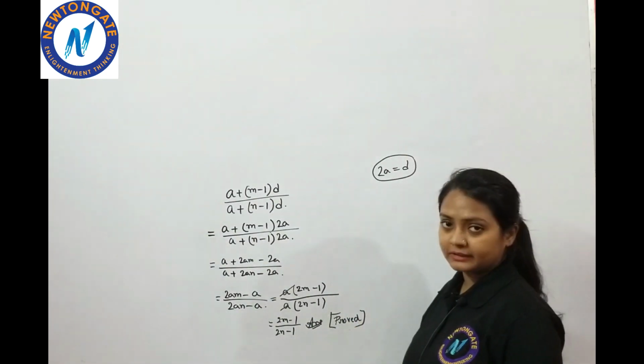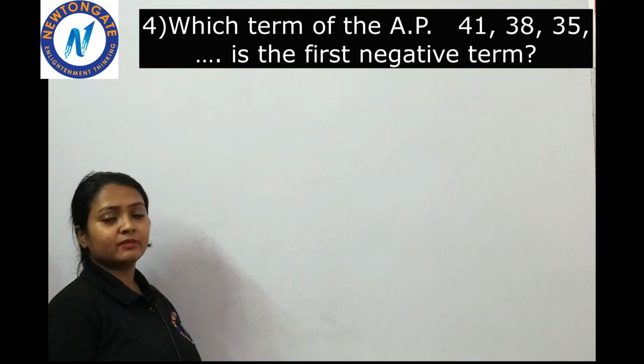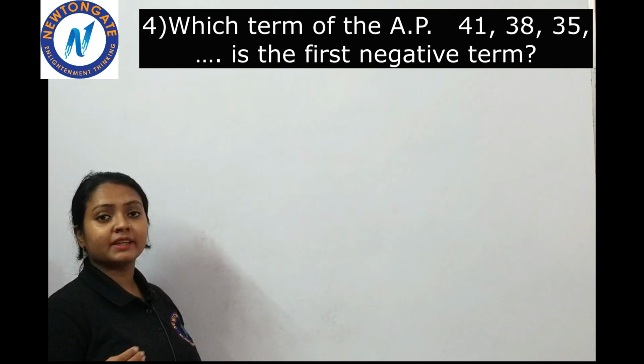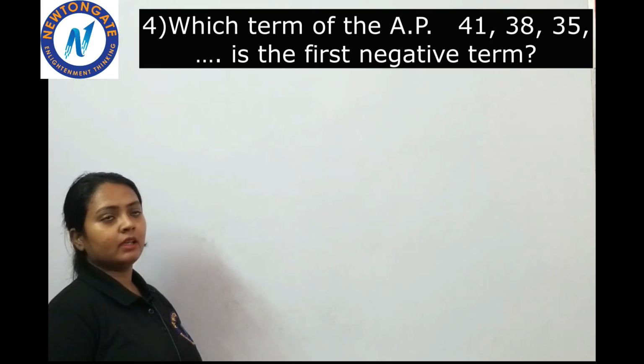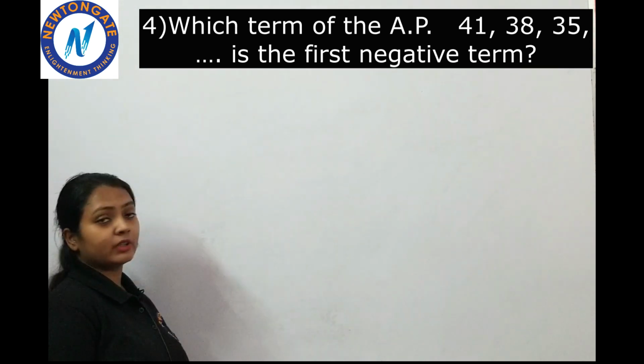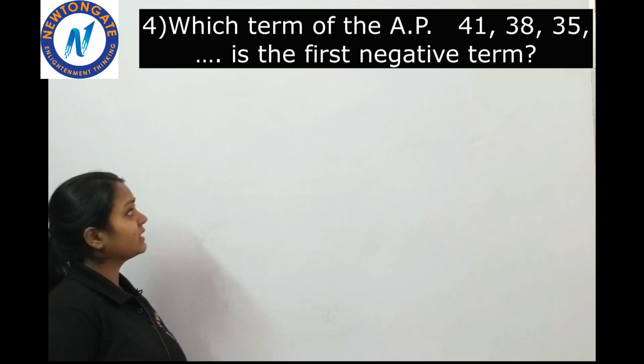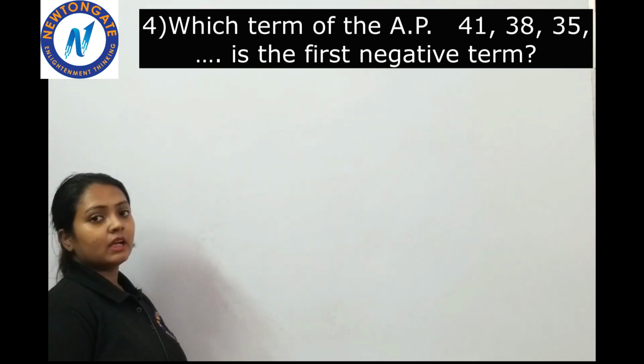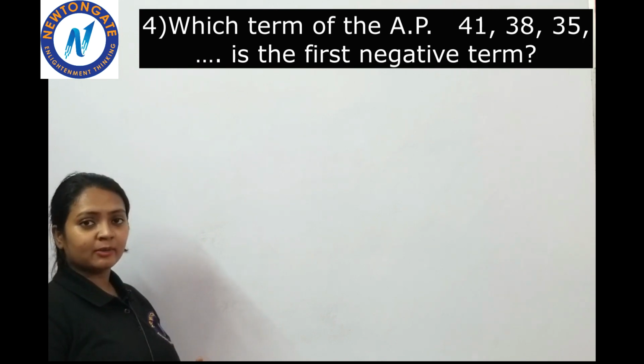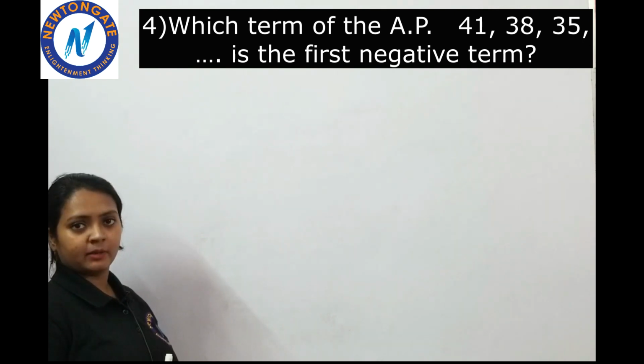Now come to the next question. Here is question number 4. In this question, we will find the first negative term of the AP. Here the first term is 41, the second term is 38, and the third term is 35, and so on. And we calculate the first negative term, right?